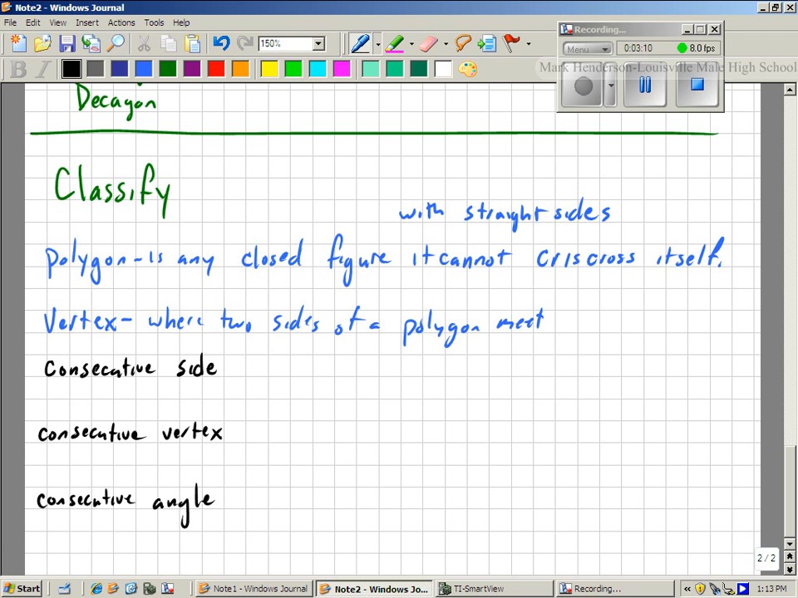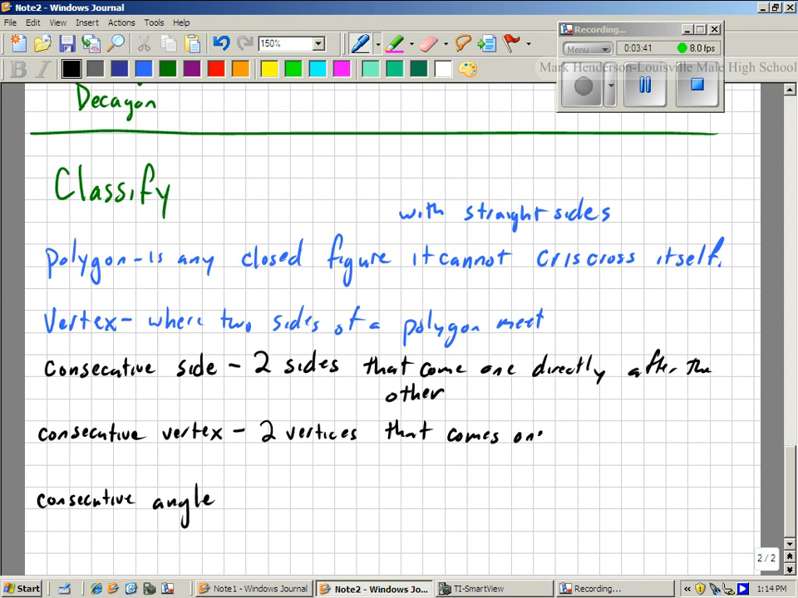All right. So a consecutive side is when you're going around a polygon, two sides that come one directly after the other. Consecutive vertices are two vertices that come one after another. And similarly, consecutive angles are two angles that come one after another.